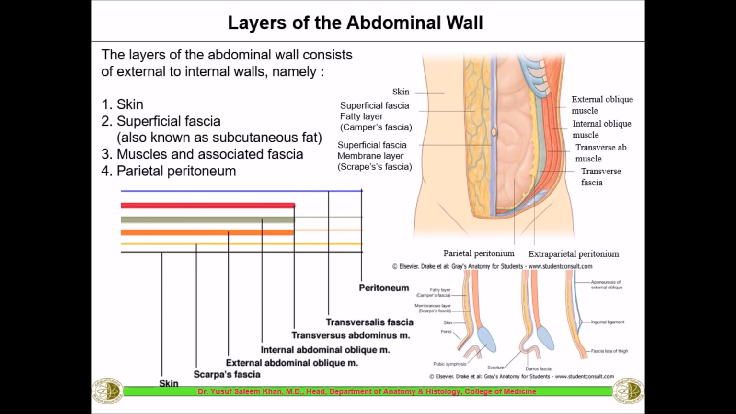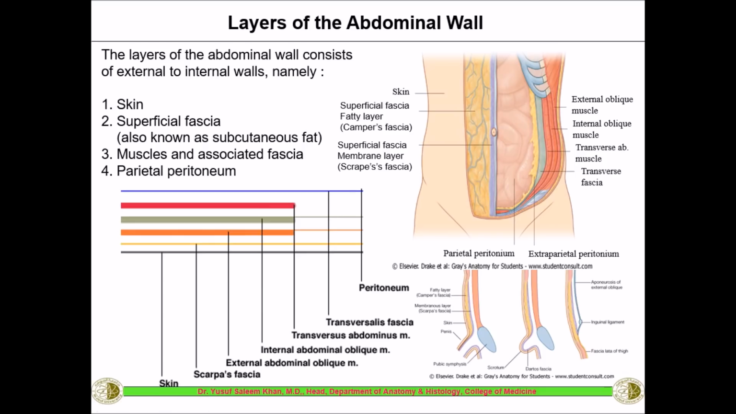Now let's study the layers which together form the abdominal wall. The layers of the abdominal wall consist of, from the external to the internal, or from outside to inside, these structures, beginning from the skin. If you see this picture, there is the skin here, and then we have deeper structures. Similarly here, once you start incising, the first will be the skin. Then you trace the superficial fascia.